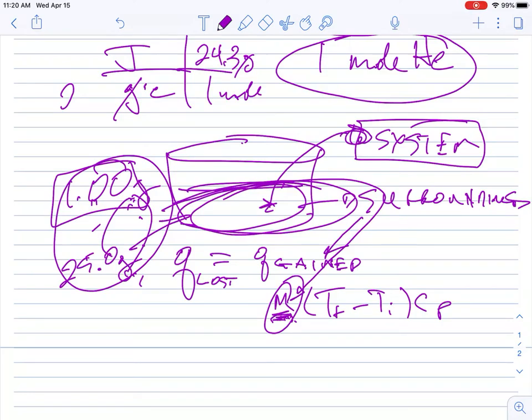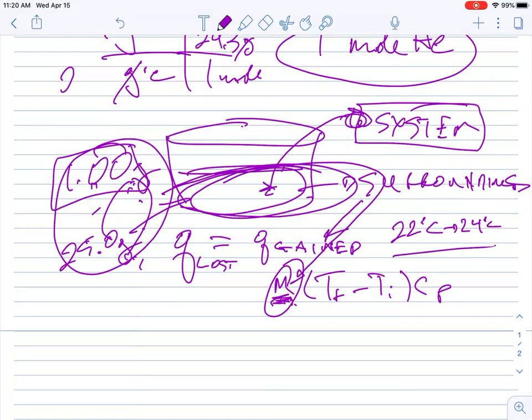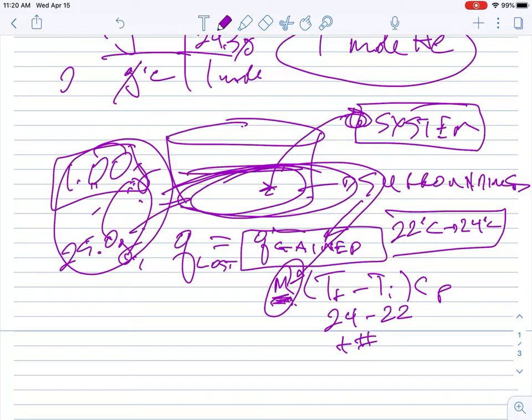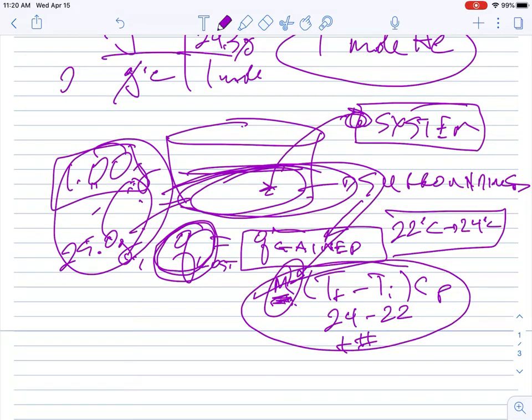Now, here's what's going to be important. Let's say you're at 22 degrees Celsius and you run this reaction and it warms up to 24 degrees Celsius. So your change in temperature, 24 minus 22, is going to get you a positive number. That means the energy gained by the surroundings is equal to the energy lost by the system. Since you have a positive mass times a positive change in temperature times a positive specific heat, this is going to be a positive value. So the energy lost has to be a negative value.